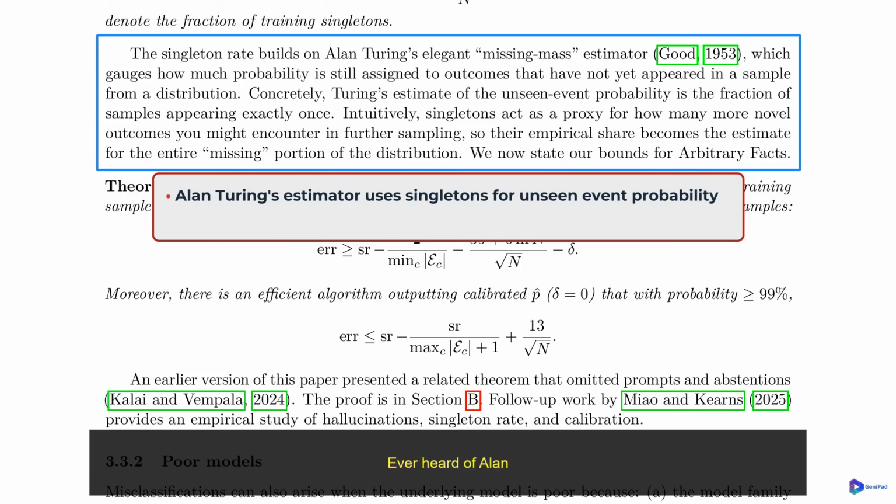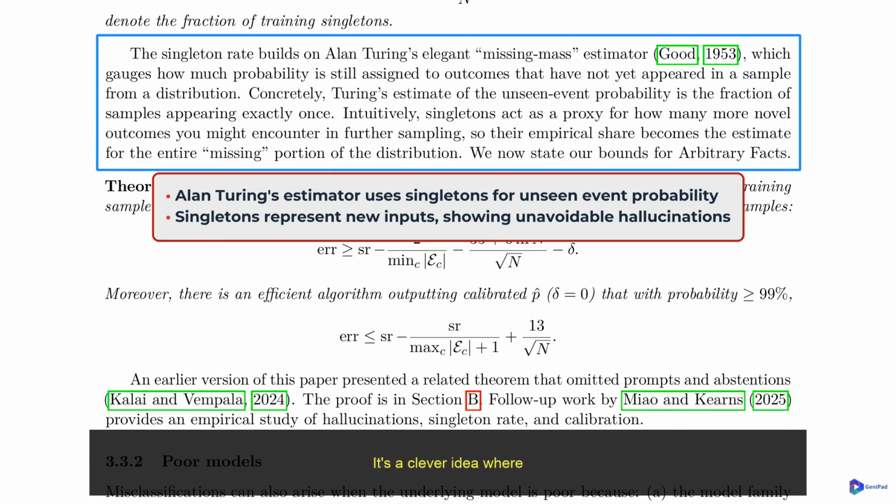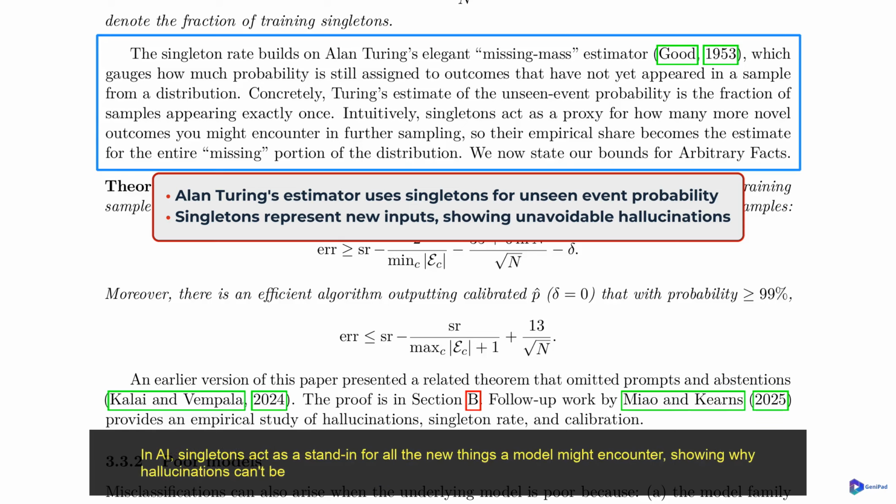Ever heard of Alan Turing's missing mass estimator from the 1950s? It's a clever idea where you use the proportion of samples that appear only once to estimate the probability of unseen events. In AI, singletons act as a stand-in for all the new things a model might encounter, showing why hallucinations can't be fully eliminated.